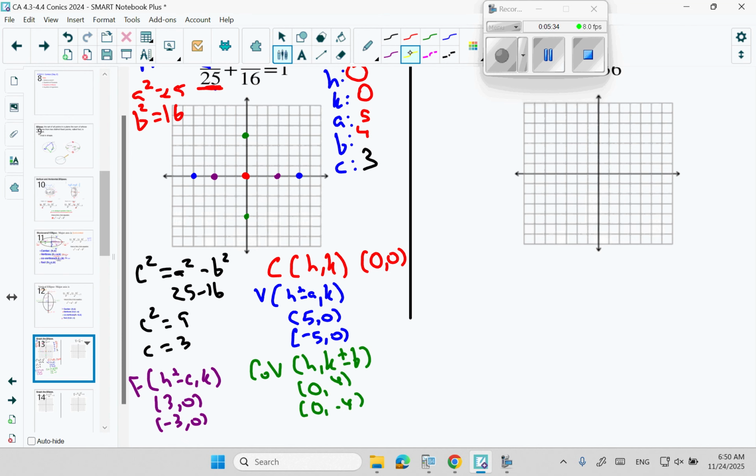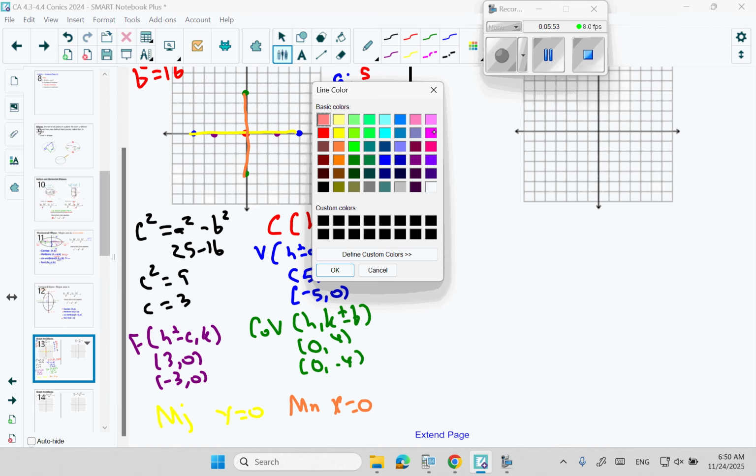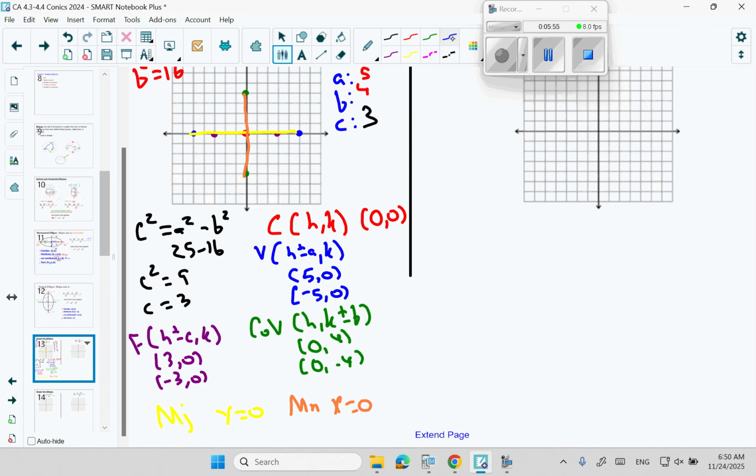The major axis is going to be y equals 0 because that's where more coordinates are. The minor axis is going to be x equals 0. And then we can connect our ellipse with our vertices and co-vertices. So something like that.